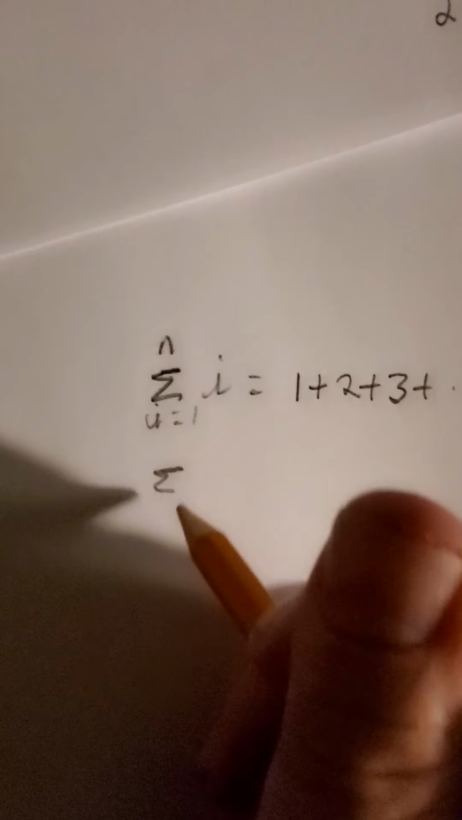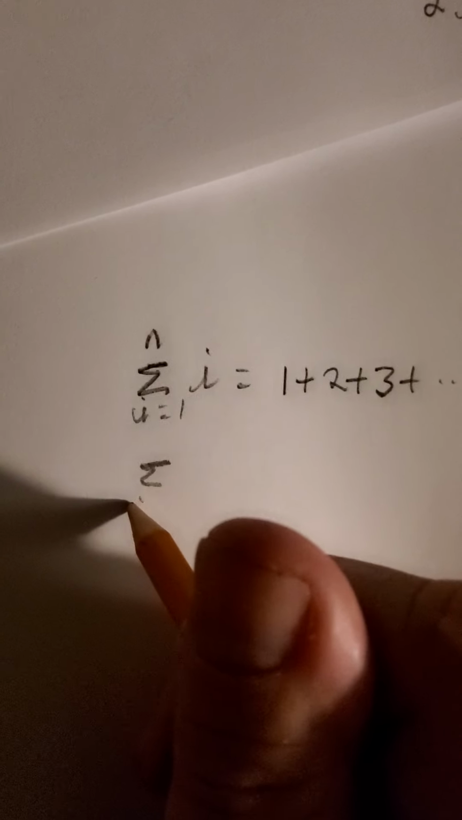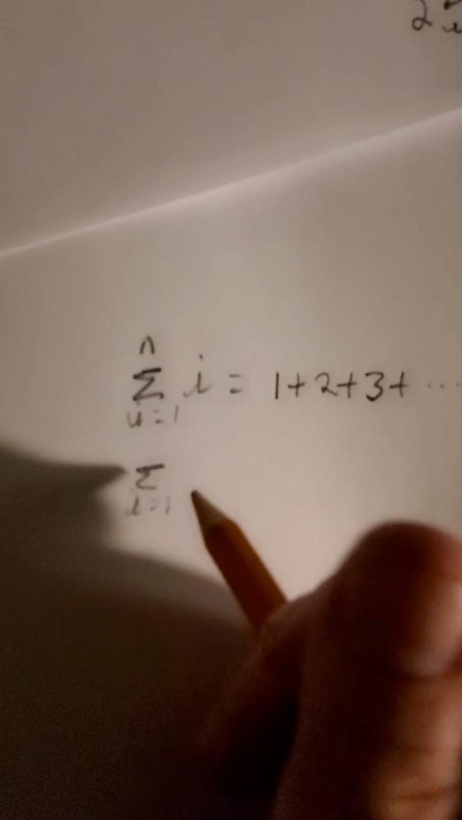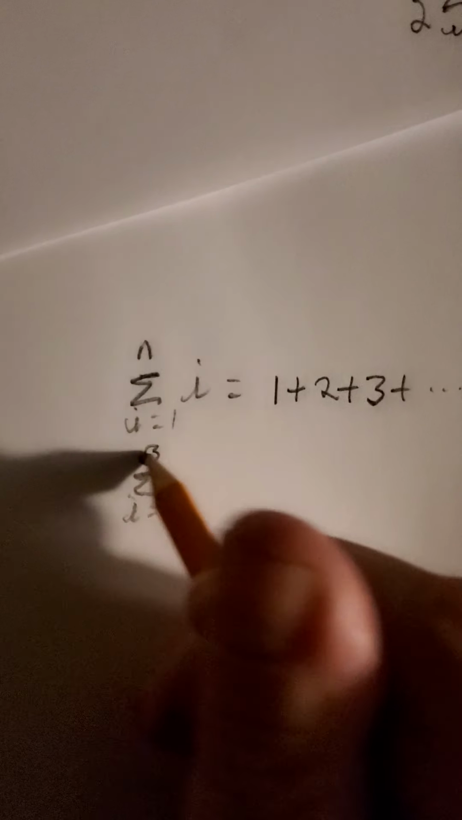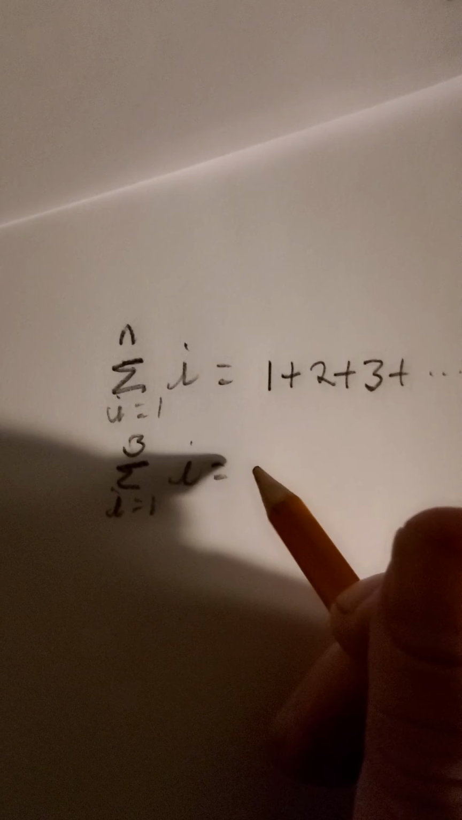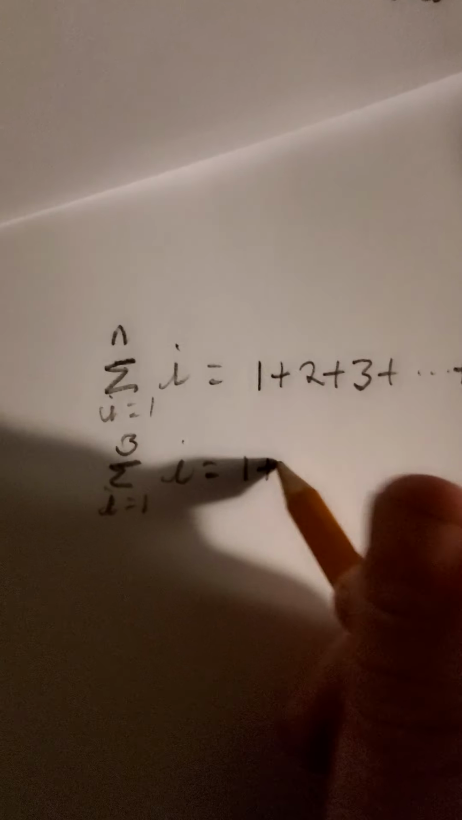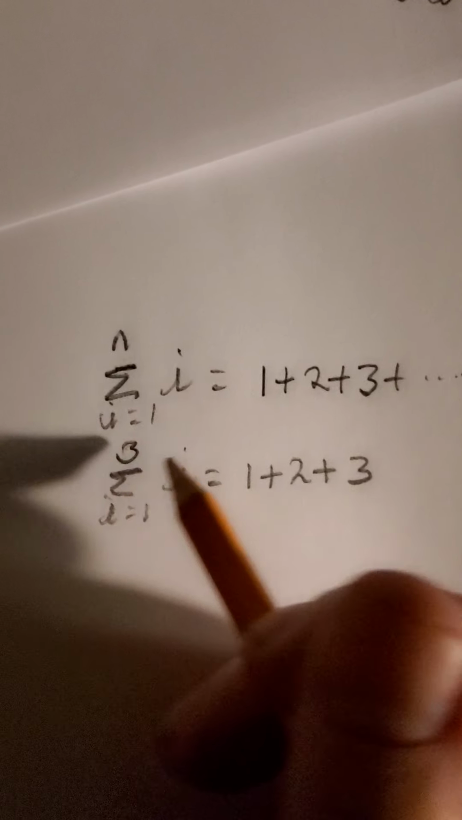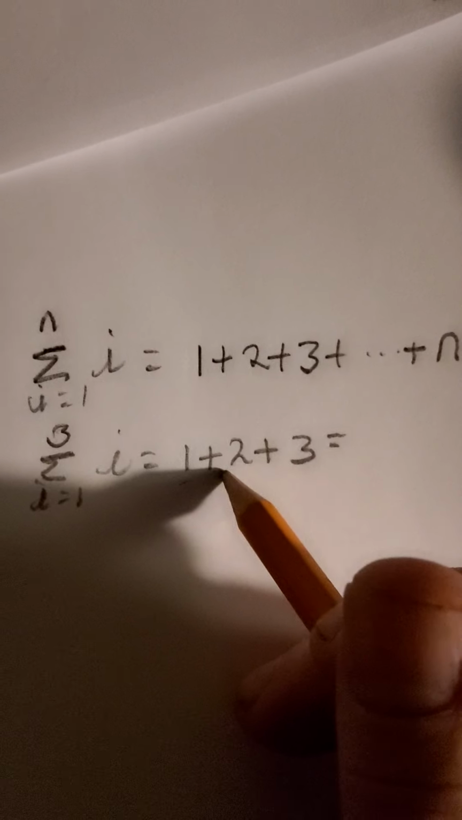Okay, so if I summed it from i equal to 1 going from 1 to 3 of this, I would get 1 plus 2 plus 3. We stop at 3. 3 is n, okay? That will equal 1 plus 2 equals 3, 3 plus 3 equals 6, right?